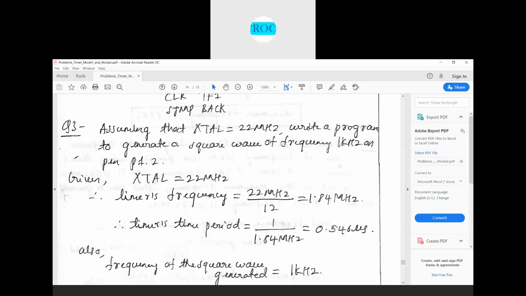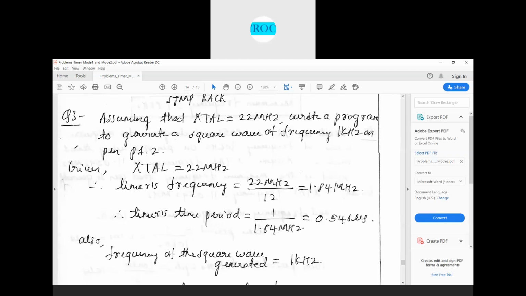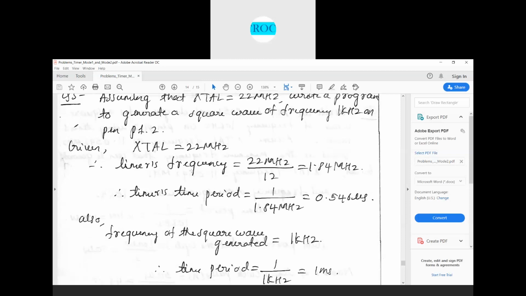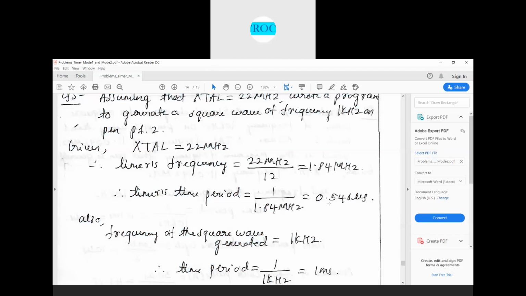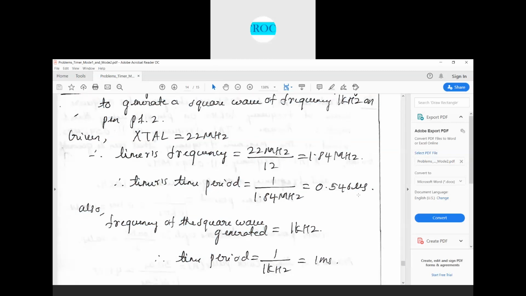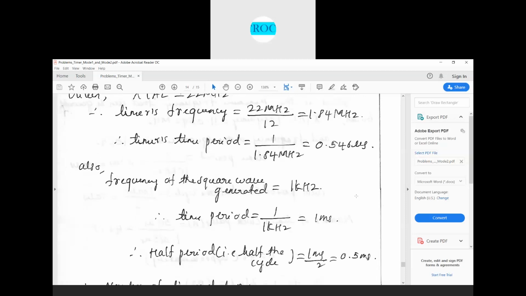Now, how do you generate this? We know the process. First we find the timer's frequency and the timer's time period. For 22 megahertz, what is the timer's period we got? 0.546 microseconds. And the frequency of the square wave we need to generate is 1 kilohertz.